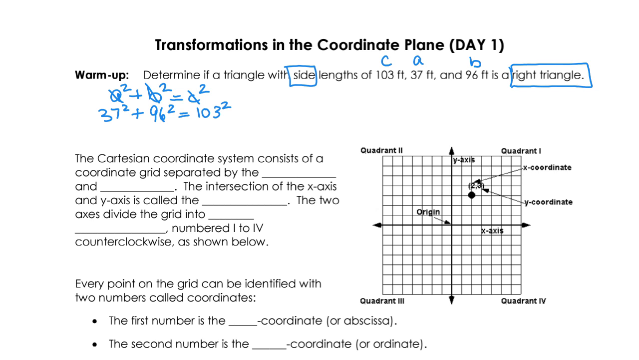And the answer is 10,585. We're going to see if that's equal to the right-hand side, 103 squared. Put it in your calculator, hit enter, and the answer is 10,609. And these two sides are not equal, and therefore this is not a right triangle.